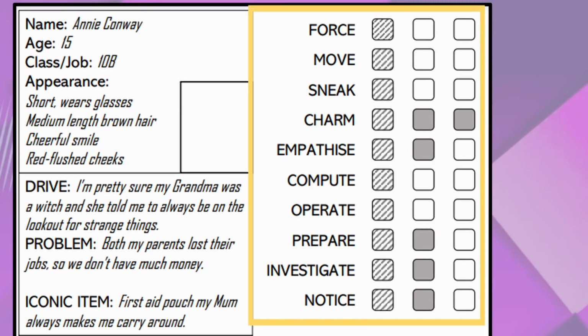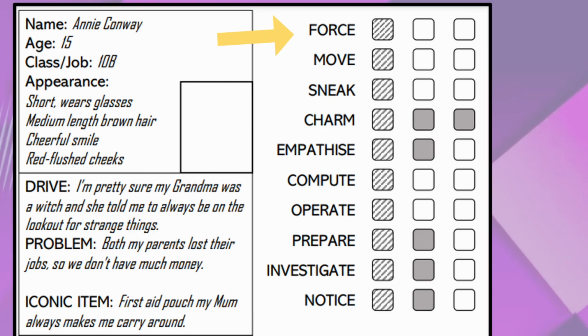These 10 words are character skills. They describe what a character is good at and what they're not so good at. Every time a character does an action that's challenging, they will use a certain skill. So opening a filing cabinet this way requires force, which is our top skill.